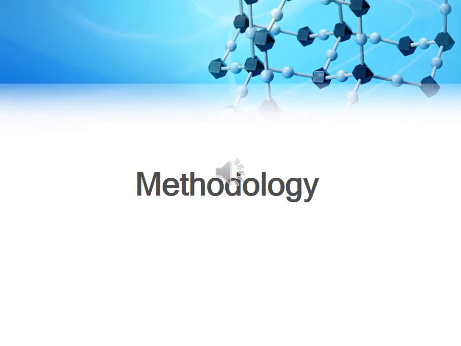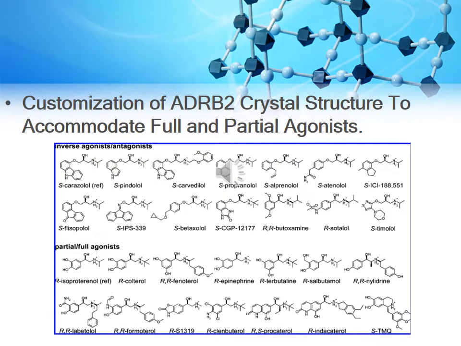Methodology: customization of beta-2 adrenergic receptor's crystal structure to accommodate full and partial agonists. We have performed automated docking simulation of inverse agonists, neutral agonists, partial agonists, and full agonists in the crystal structure of beta-2 adrenergic receptors, and observed the effect of full agonists such as isoproterenol to satisfy excitement. The agent combined with the requirement of the first step.